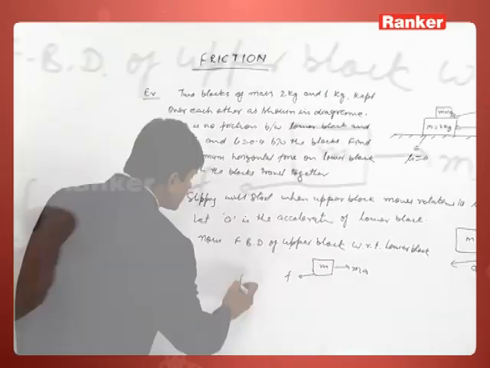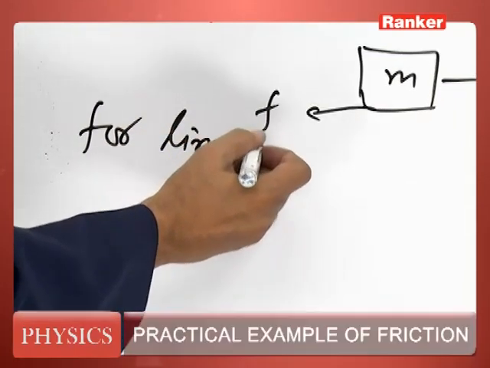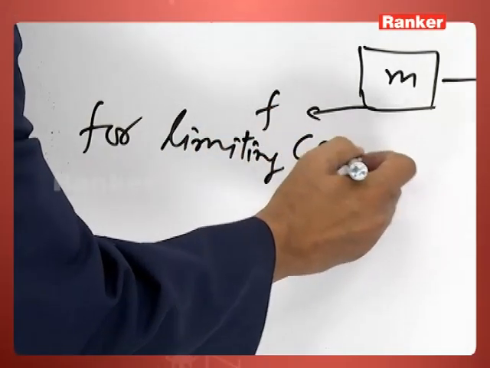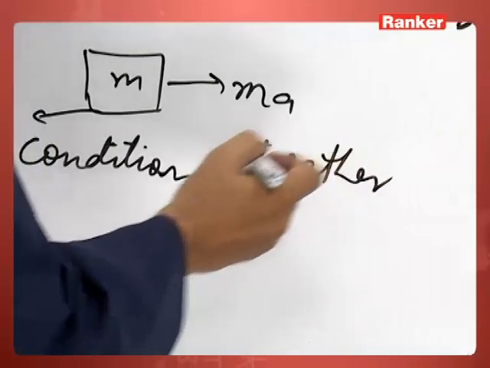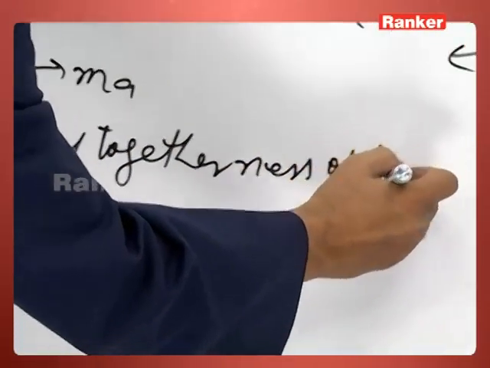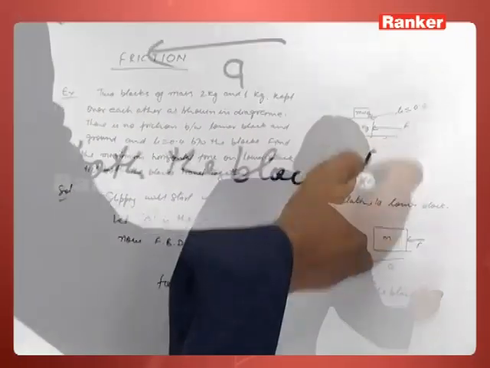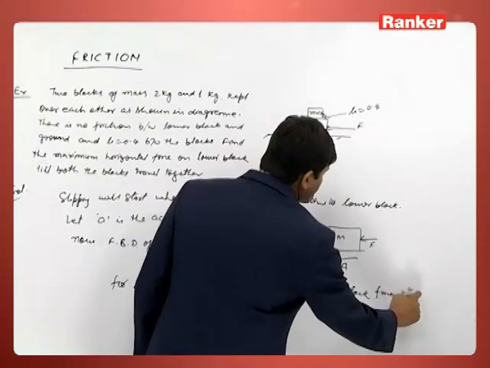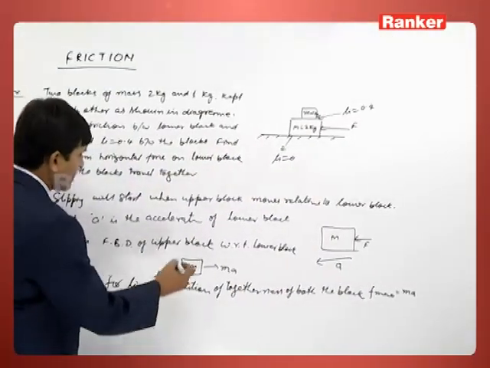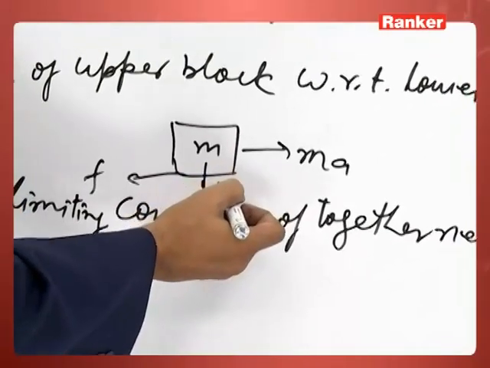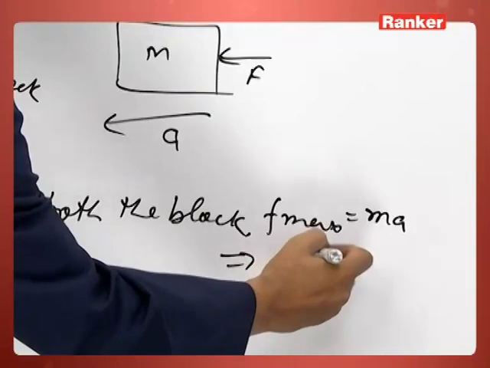See, for the limiting value of acceleration, for the limiting condition of togetherness of both the blocks, F maximum must be equal to m into A. Now when we look at F maximum, as we know, mg is downward and the normal force is upward, so F maximum is mu mg, so that gives us A is equal to mu g.